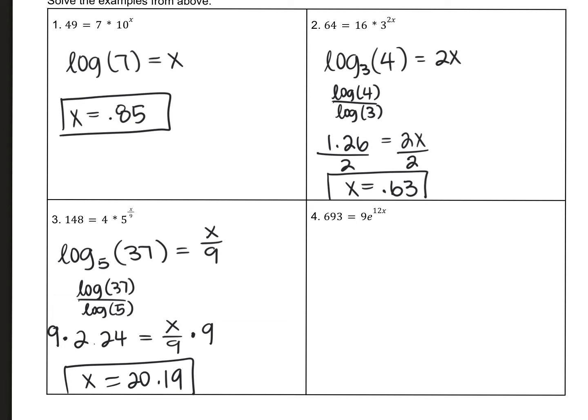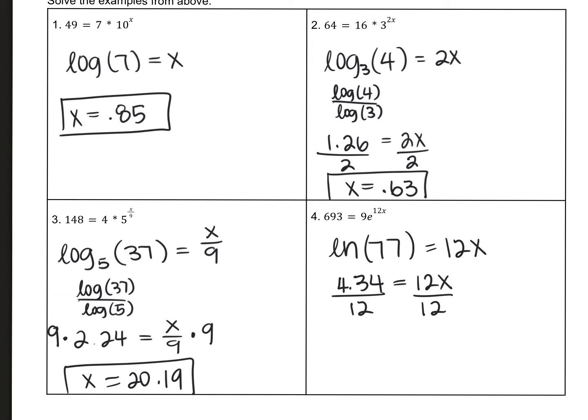So far, we've been dealing with log. But our last example had that base e. So we had natural log of 77 equals 12x. So there is a natural log button on your calculators. It's ln. It's typically very close to the log button. It's usually directly below it or to the left or right. So you'll find the ln button. You'll put in 77. We get 4.34 equals 12x. Then we'll divide by 12. And we get x equals 0.36.